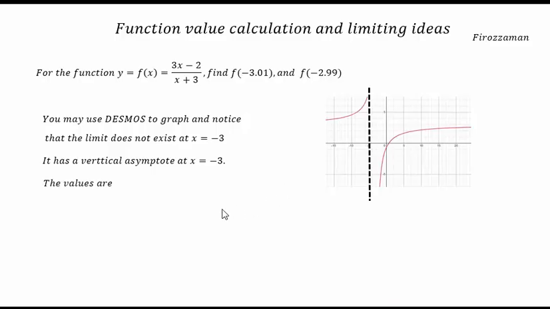And now we just try to find the value of the function at these points. You can grab a calculator, or even in Desmos, you can ask for that point when x is −3.01, and you will see it is 1103. And then the next one at −2.99 will give you −1097.